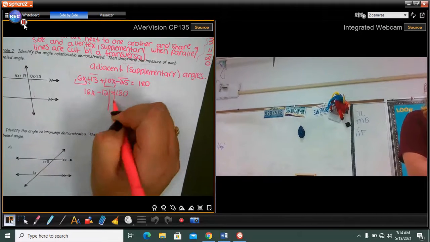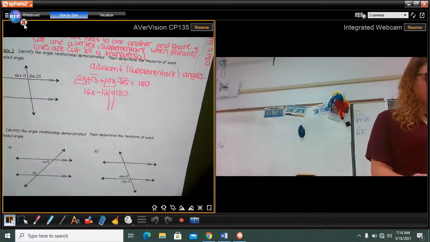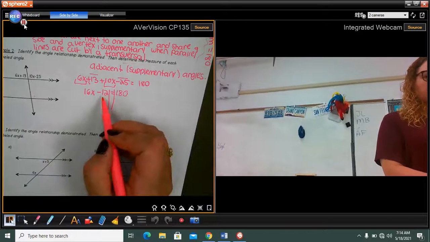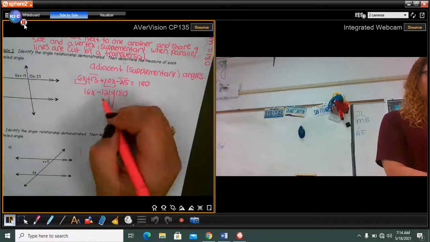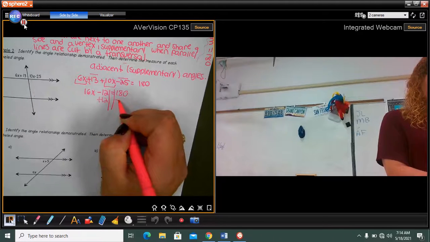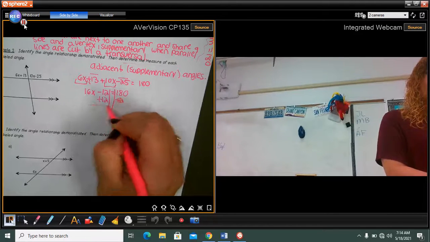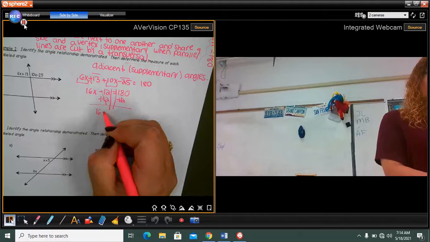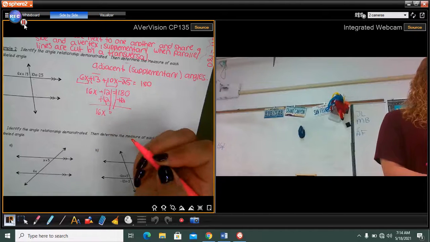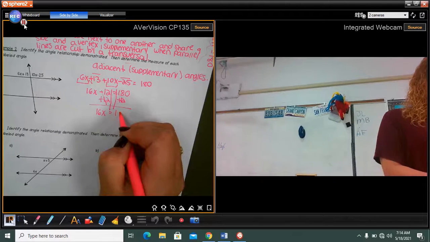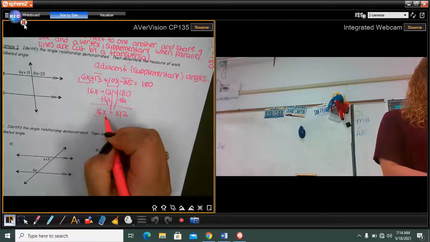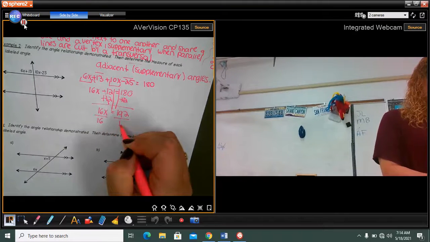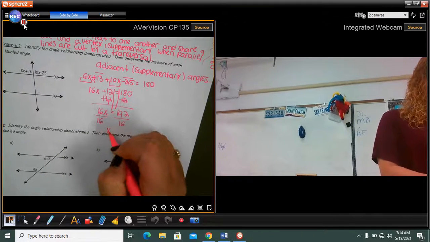Two-step equation. Undo addition, subtraction first. So I need to move this 12 over. The inverse of negative is positive. So I have 16x equals 180 plus 12, which gives me 192. x is going to give me 12.